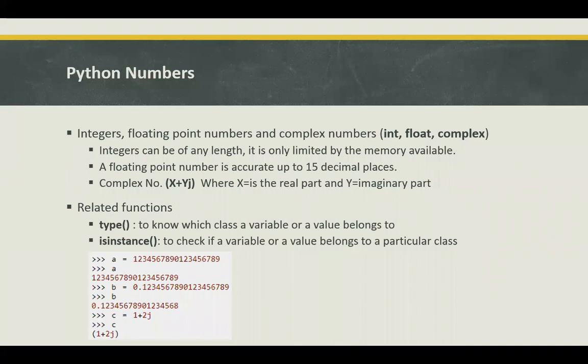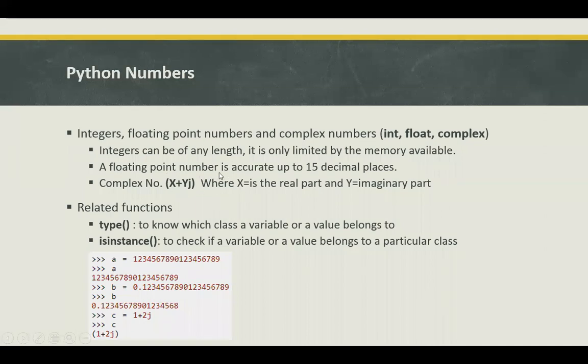A floating point number is accurate up to 15 decimal places. That thing you have to remember. Like 0.123456789012345. So up to 15 decimal places, you will get an accurate answer. And a complex number is like x plus yj, where x is the real part and yj is the imaginary part. So this is the third type of number, the complex number.